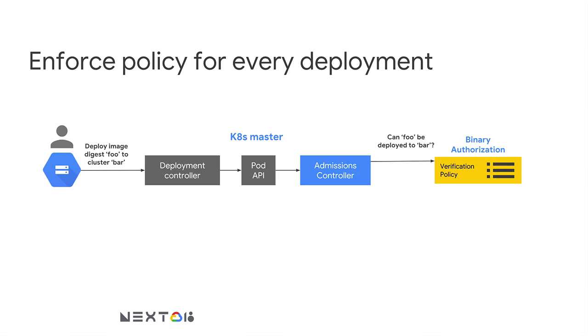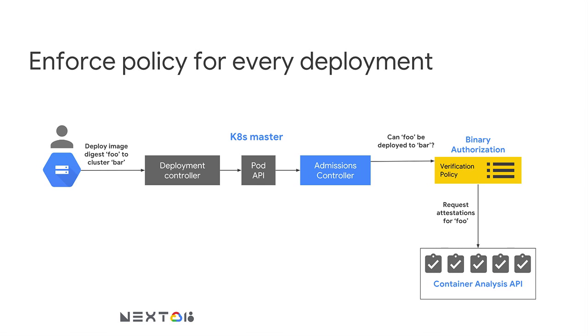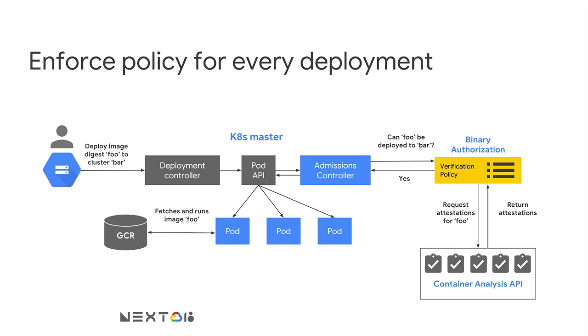If this project or this cluster has binary authorization turned on, the admissions controller would forward this request to binary authorization, which then would go look up all the signatures associated with it, come back, verify those signatures using public keys defined in the policy, and return a verification decision. Once the Kubernetes master receives the decision, it can then go ahead and either block or allow the deployment.